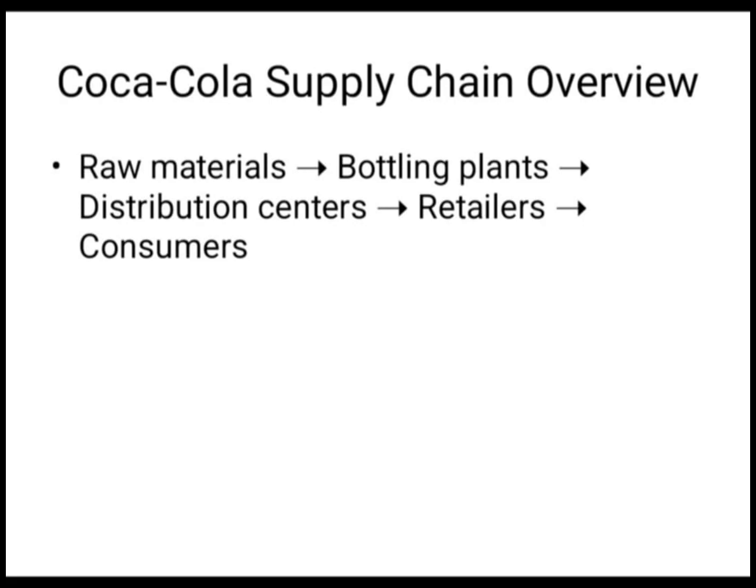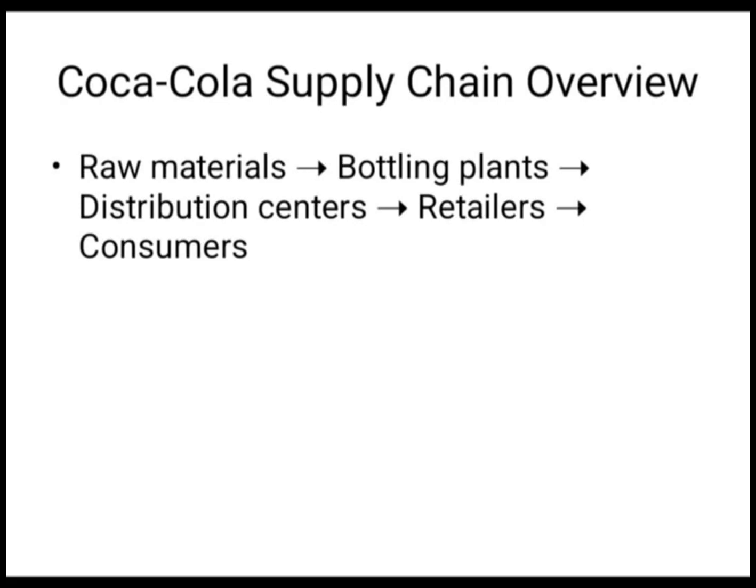costs and ensuring freshness. So that is the example for bottling plants, which is more on the packaging of the product before it is imported or exported to other places or other countries. So next is distribution centers.